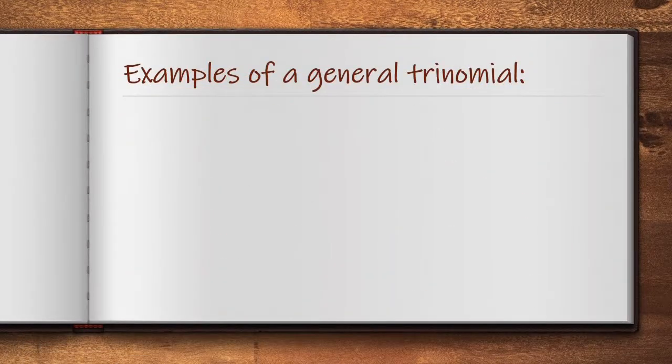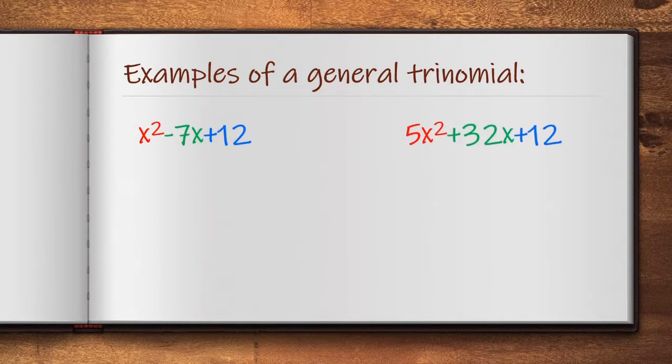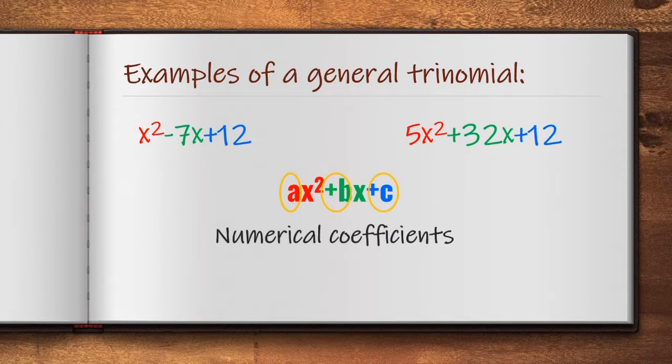So, here are the examples of a general trinomial. These are in the form ax squared plus bx plus c. Ganyan yung pagkakaayos niya. Tingnan nyo, nauuna ang x squared, pangalawa yung may x, at pangatlo yung constant. This means that a, b, and c are the numerical coefficients in the trinomial.